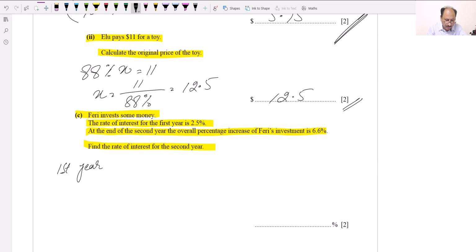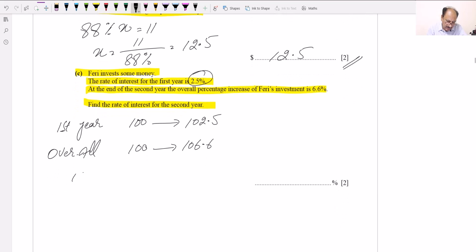First year, if we start with 100, he will be getting 100 plus 2.5, so 102.5 dollars after one year. Then overall 100 is changing to 106.6. And now we can check how much is the increase.